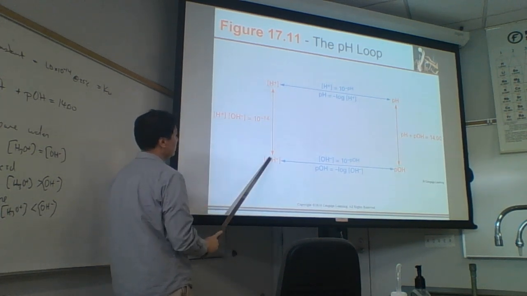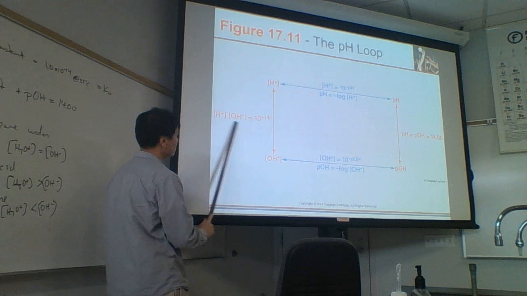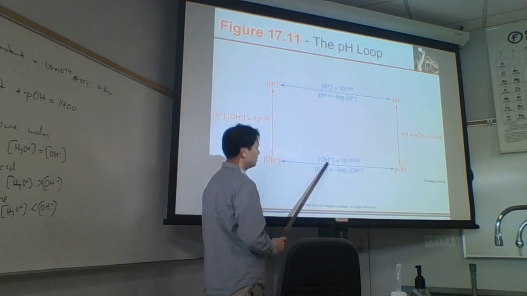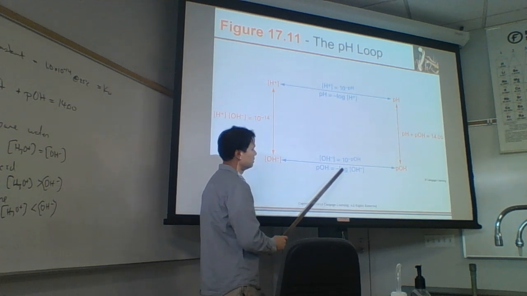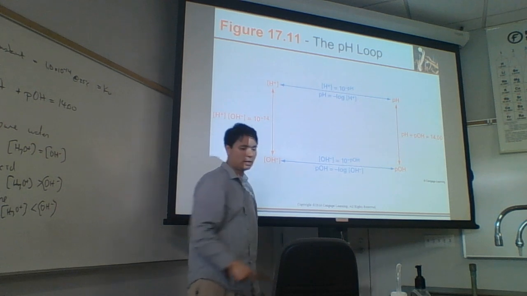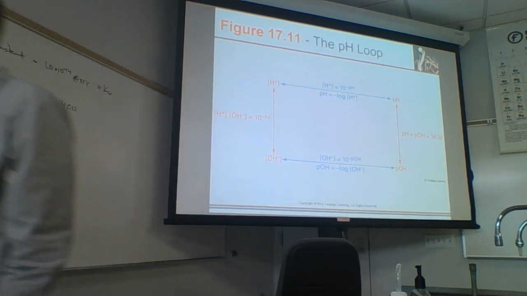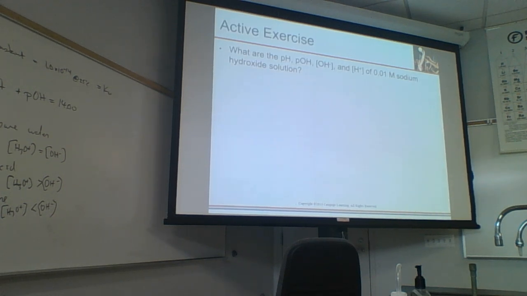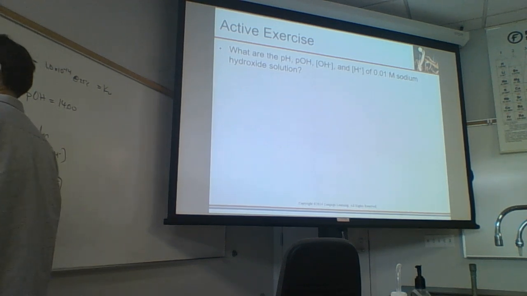You can interchange between H plus and hydroxide using the Kw equation. And we can do the same with the hydroxide and the pOH using this log and the anti-log, and the pH and the pOH using that equation there. So these are the equations. You don't have to memorize these equations. We give them to you. What are the pH, pOH, hydroxide, and H plus of 0.01 molar sodium hydroxide?